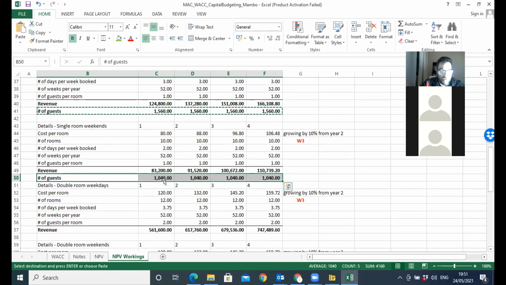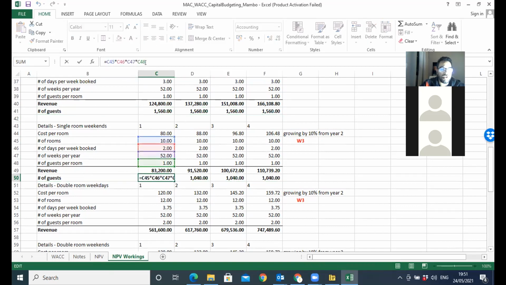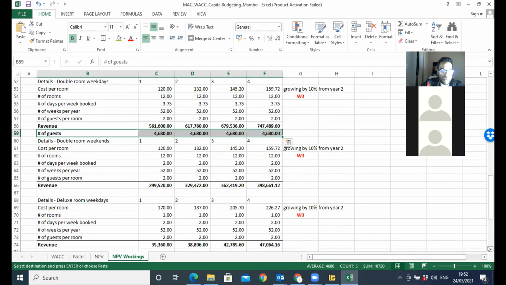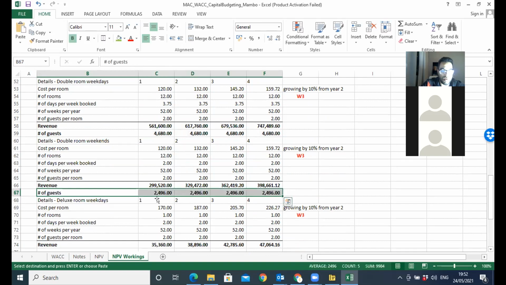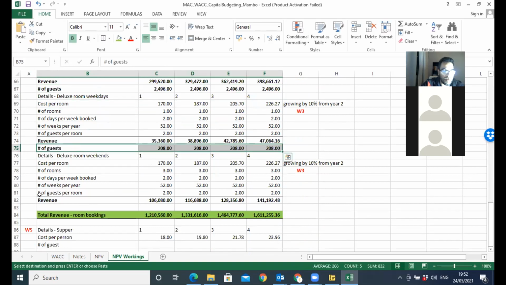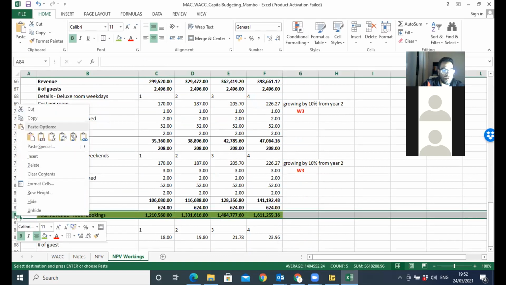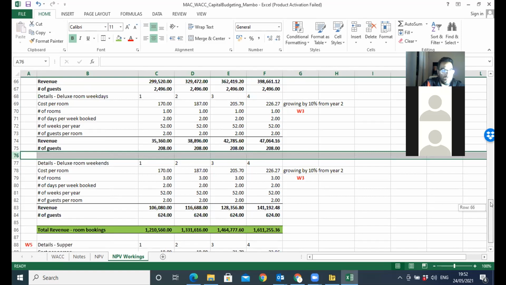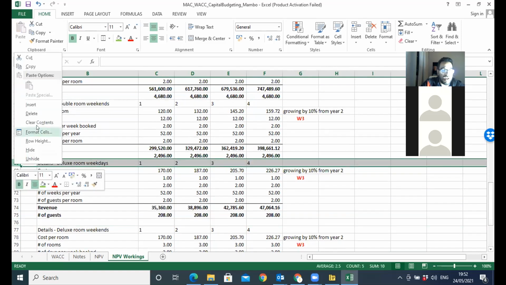If we have a look, there are 10 rooms. Each week, both weekend days are booked. There are 52 weeks and each room has 1 guest. So you get the gist of the formula. You don't have to redo it, just copy and paste this over here. That's a nice thing about Excel. You can just shift things around.